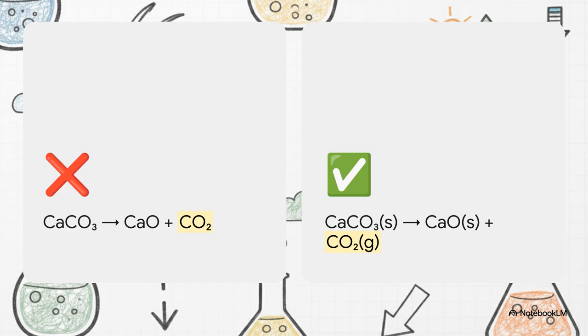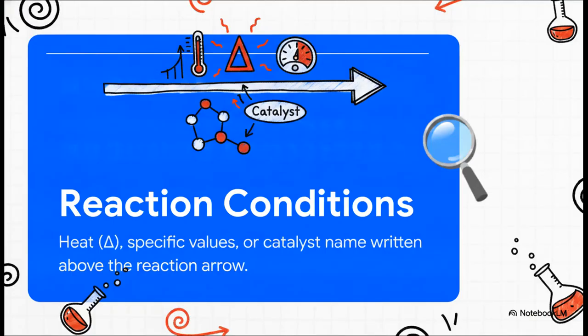Suddenly, you aren't just looking at random letters anymore. You can literally visualize a solid chunk of material breaking down and releasing a gas into the air. This fully dressed version is the only one that's completely correct. It's the difference between just doing the bare minimum and showing absolute mastery of the subject. But let's build on this, because state symbols, they're only half the secret. The other half is what we call reaction conditions.